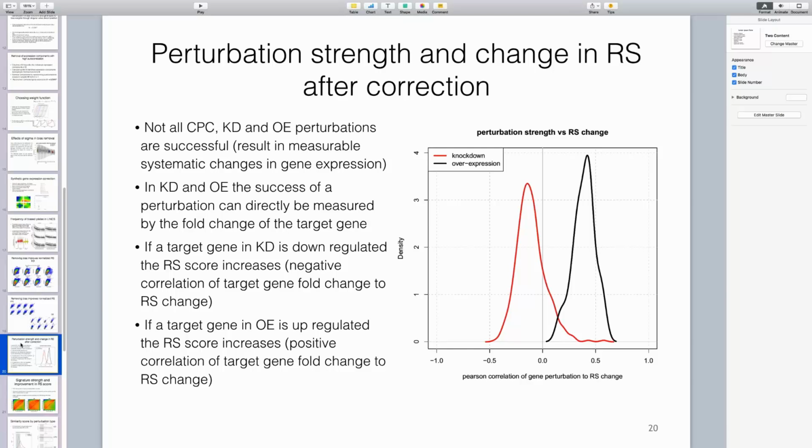And for the overexpression, we see a positive correlation. It's even stronger. The effect of the overexpression is pretty marked, and it's because in the overexpression, a lot of the perturbations don't show any effect on the gene expression of the target. But when there's a successful overexpression, the experiments are very reproducible. And then also the correction has a much bigger impact.